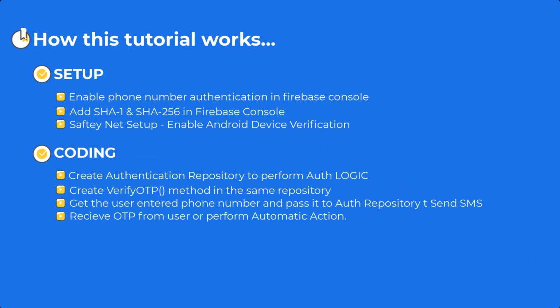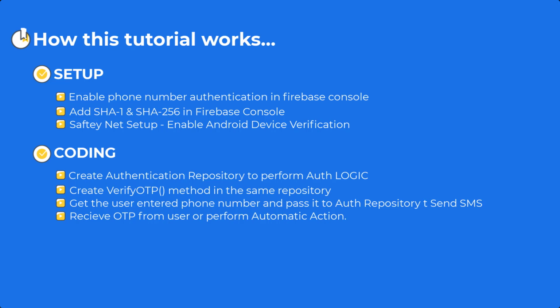Okay, let's break down today's tutorial. You can see it is divided into two parts. The first one is the setup and the second one is the coding. The first thing we have to do is enable Firebase phone authentication inside the Firebase console. Once enabled, we have to add SHA-1 and SHA-256 in the console. And the third one is for reCAPTCHA. This is a new thing that Google, or Firebase, uses for verification. Android device verification, we have to enable it.